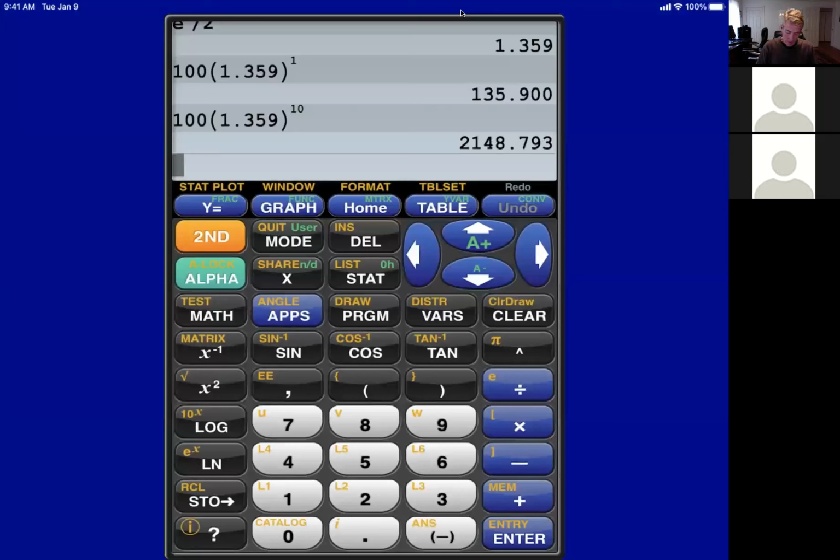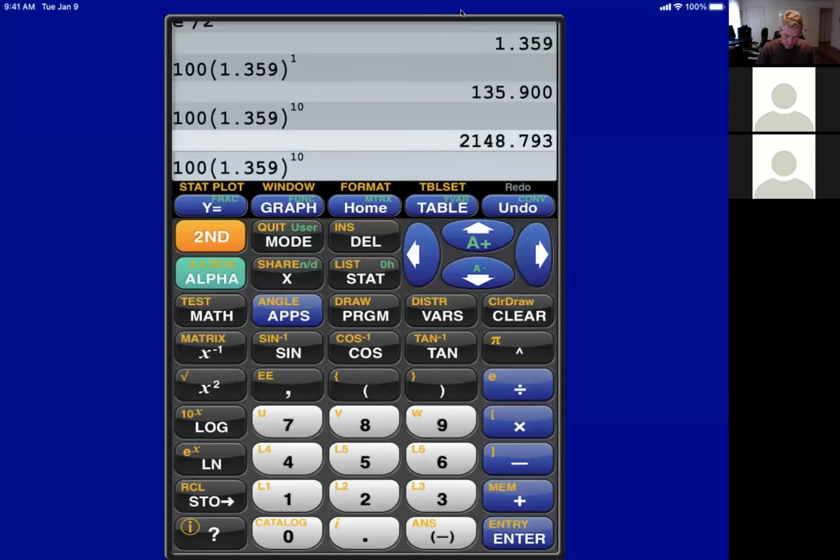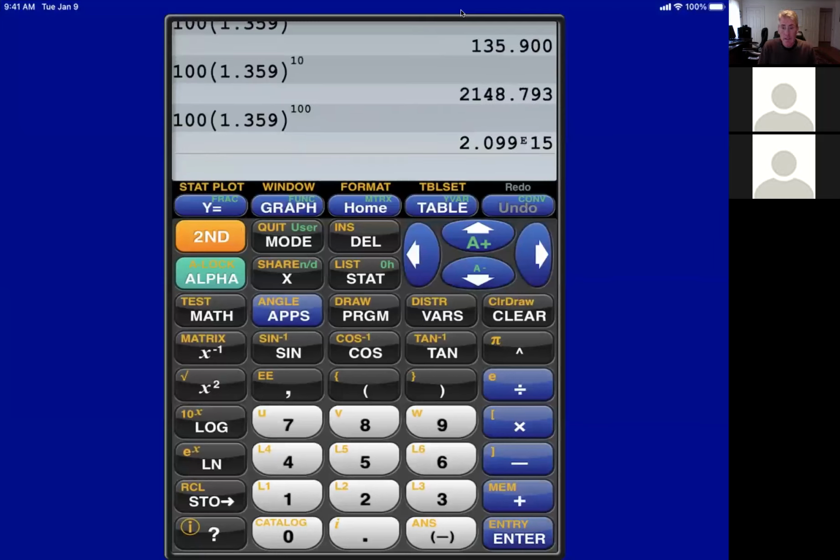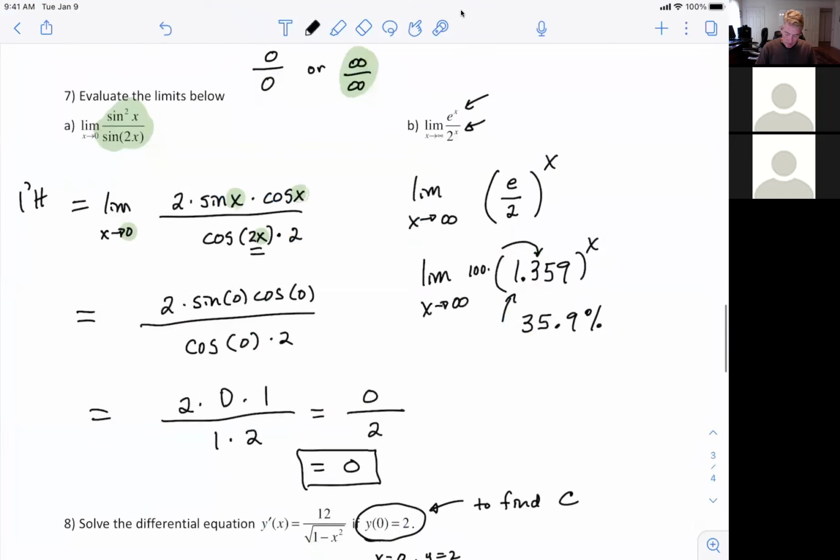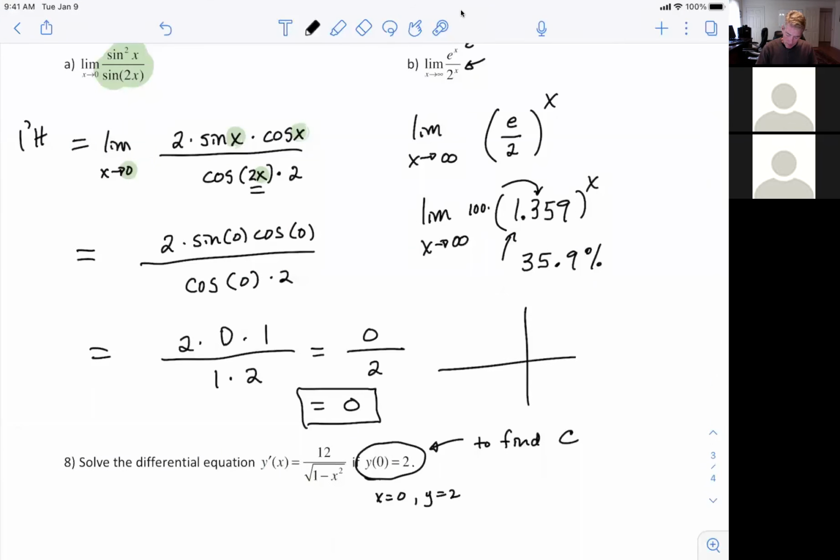Anyway, so if you leave that money there for 10 years, instead of $100, you'd have $2,148.79. And if you left that money there for 100 years, you would have, that's like in the trillions. That's even more. Anyway, my point is that this is an exponential function that is just going up and up and up. So it's going to infinity.